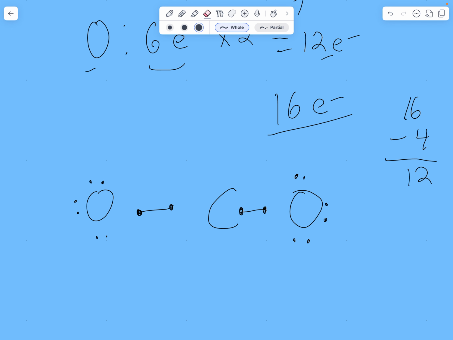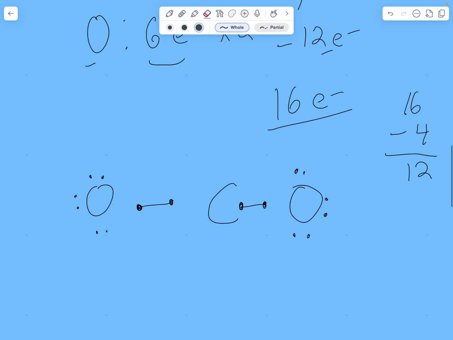But carbon only has 4 electrons from the single bonds. That is not an octet. Each double bond contributes 4 shared electrons, and shared electrons count for both atoms. So carbon starts with 4 valence electrons, but it counts all shared electrons in its bond. So therefore, I know this is not correct.